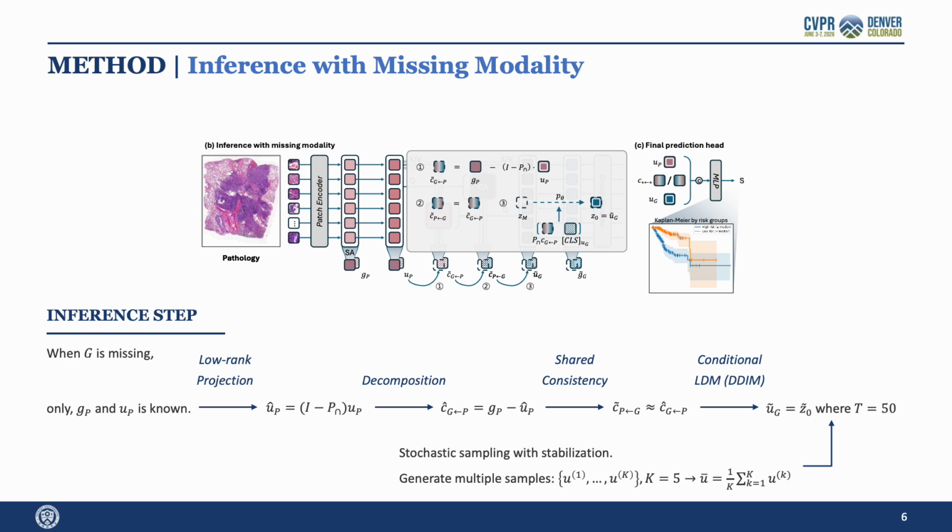We first derive the shared information from pathology. Then, the diffusion model generates the missing genomic-specific component conditioned on that shared information. Finally, the recovered representation is used for survival prediction. The same procedure also works in the opposite direction when pathology is missing.